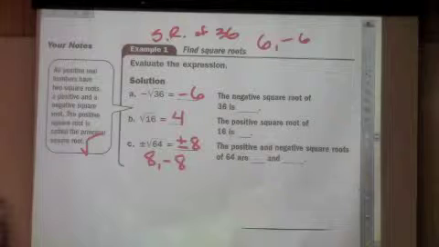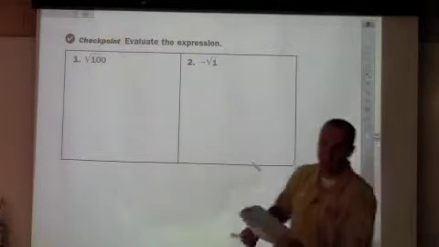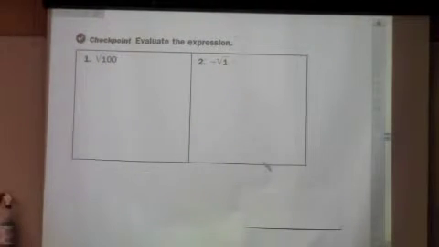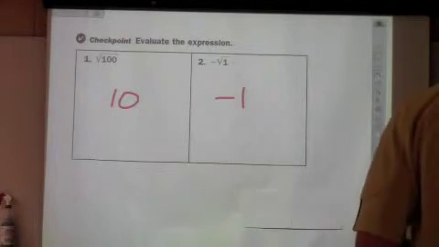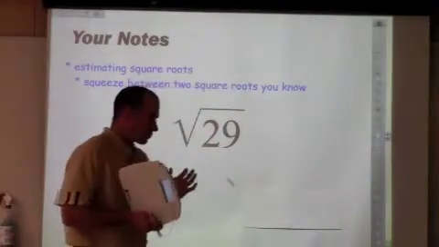Okay. All right, let's have you guys do checkpoints problems number 1 and 2. And I'm going to have to go fast because you guys are going to be fast on this one. Okay, square root of 100. When I use that symbol, what is it? Positive 10. How about here? The opposite of the square root of 1. Square root of 1 is 1. We find the opposite of it, negative 1. Okay, very good.